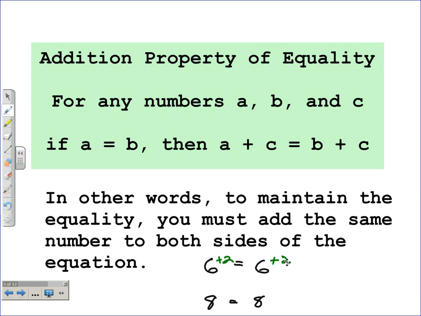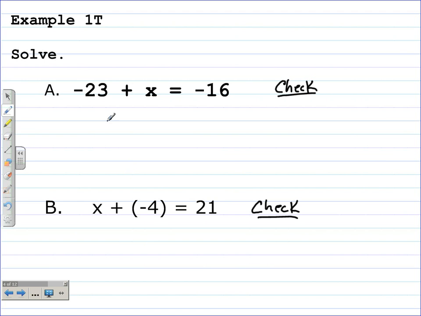Now you see how I added it here. We could also move it down to here and put a line under it. It would be the same thing, adding 2 to both sides of an equation using the addition property of equality. Here's example 1a. We're asked to solve, which means we need to find the solution to this equation. We're going to create an equivalent equation. Now we can solve this equation since it's negative 23 plus x is equal to negative 16. We can solve that right away by adding 23 to both sides of the equation.